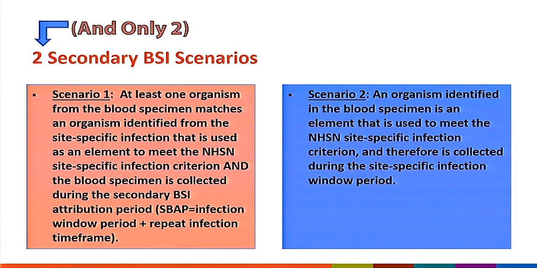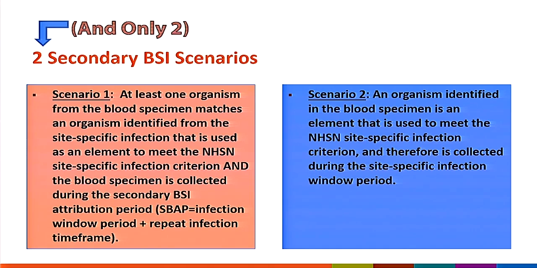There is a little bit more information that we should share about both of the scenarios, some time periods that go along with it. So for scenario one, where we have at least one organism from the blood specimen that matches an organism identified from the site-specific infection, that has to be collected during the secondary BSI attribution period. As we also call that the SBAP.